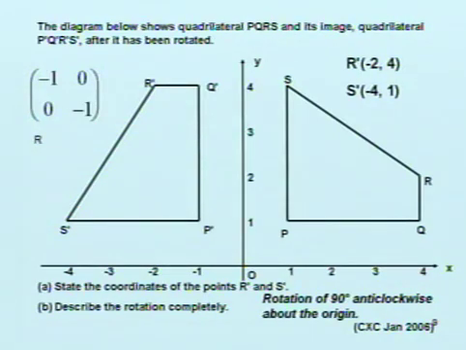And if you do the practical rotation, you would see that R dash will be the point (-2, 4). You can read that even from the graphical presentation. And S dash would be the point (-4, 1).